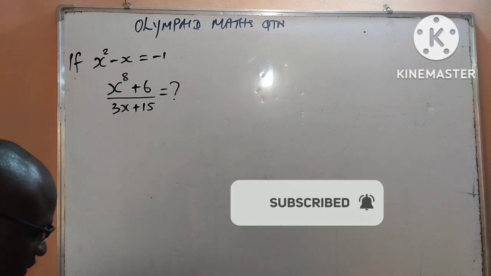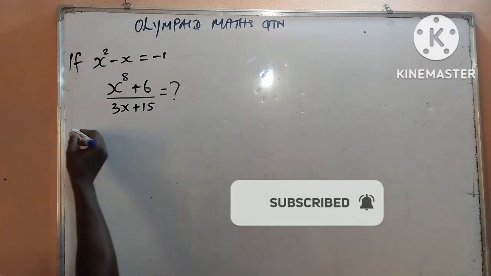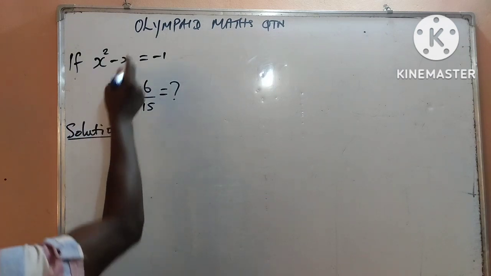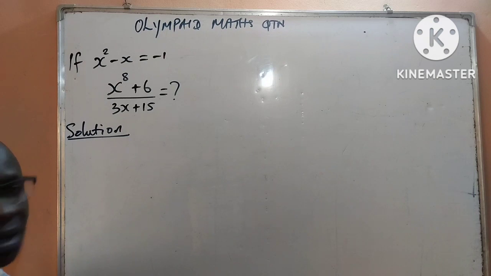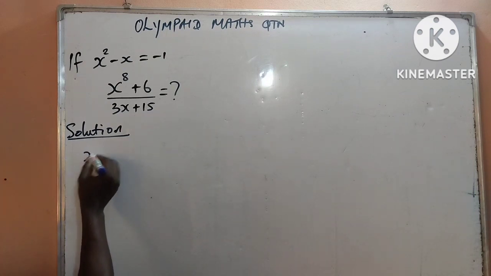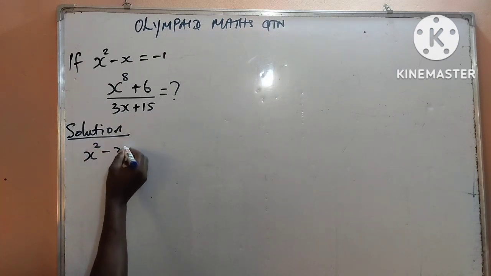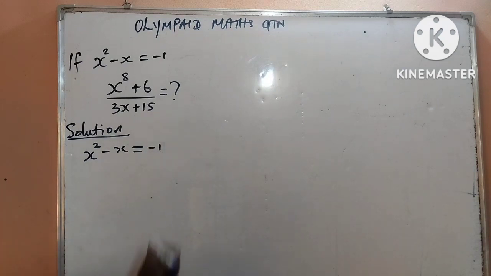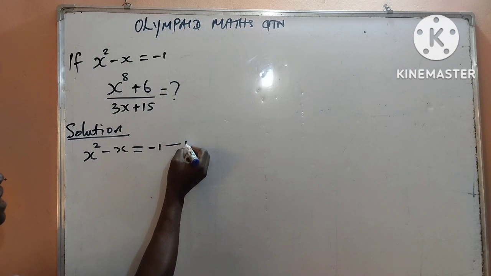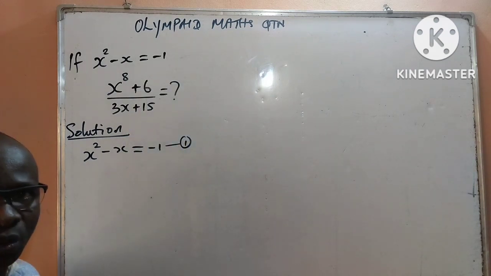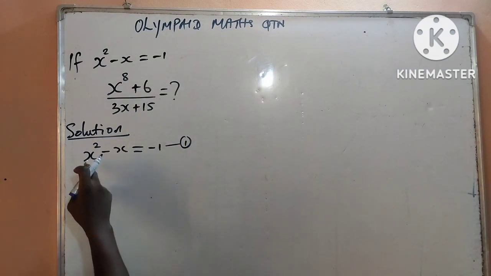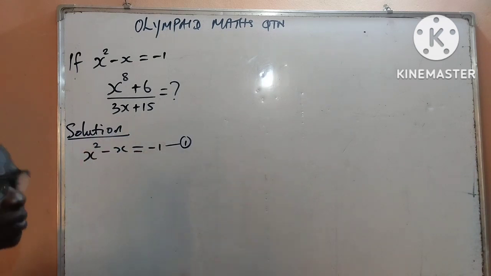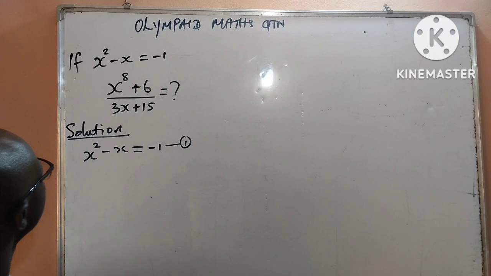Good, we dive in. Solution to this. We start from the given equation, x to the power 2 minus x equal to negative 1. So we have gotten this as given equation 1, meaning where we see x to the power 2 minus x, it should be equal to minus 1.